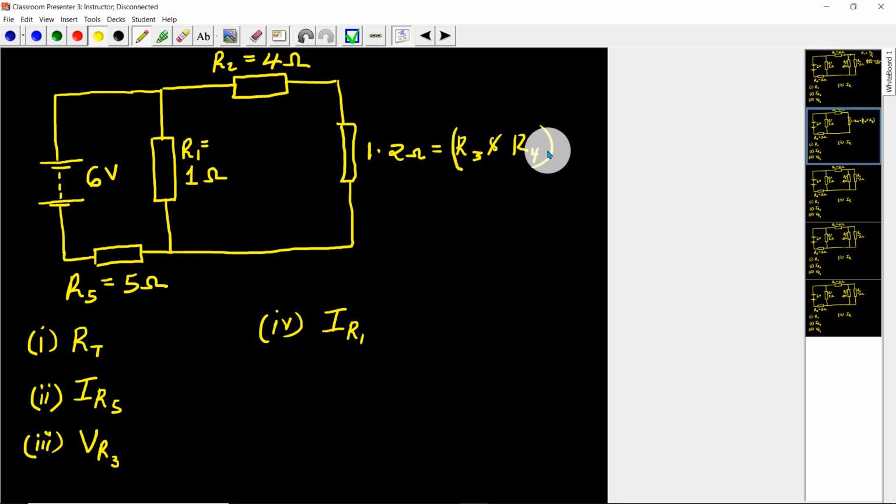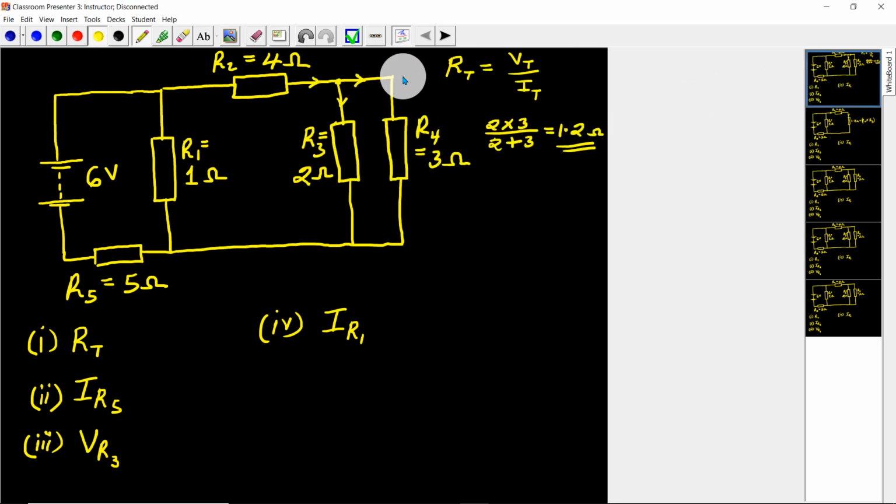This one here, R3 and R4, they were in parallel, and the effective resistance is 1.2 ohms. Now when I look at R2 and this 1.2 ohm resistor, I can see that they are in series, because when this current flows, the current which flows through R2 is the same amount of current which flows through this single resistor.